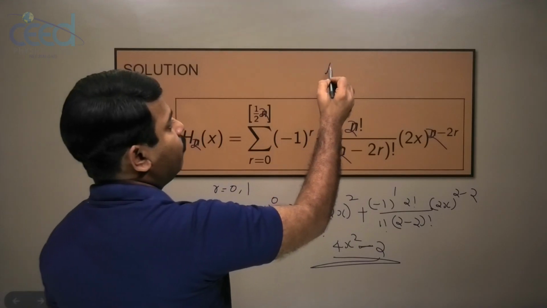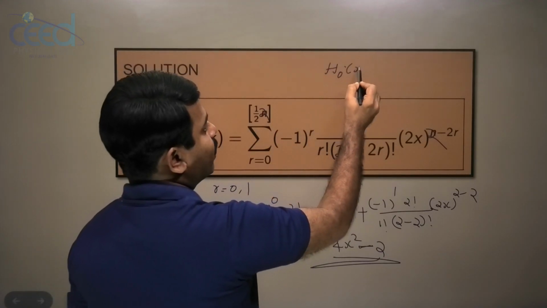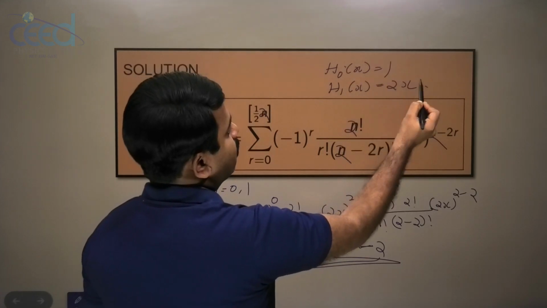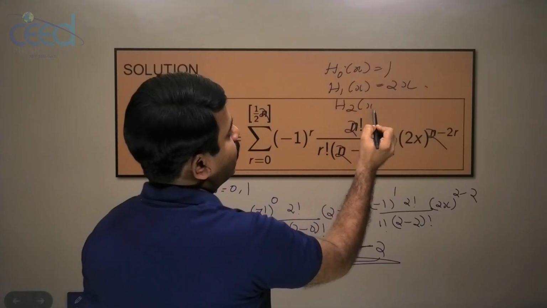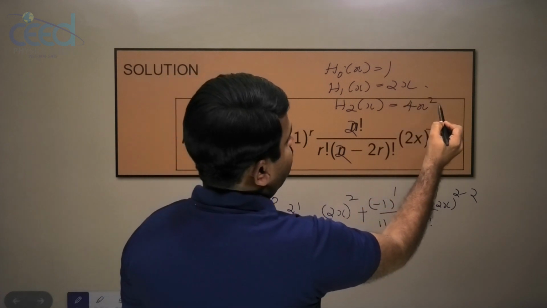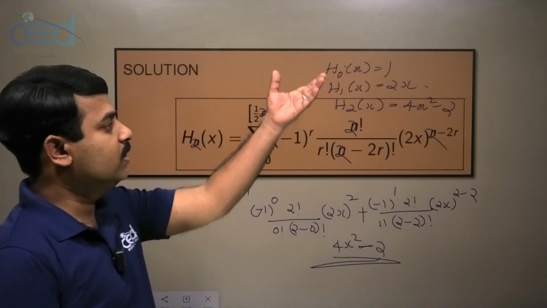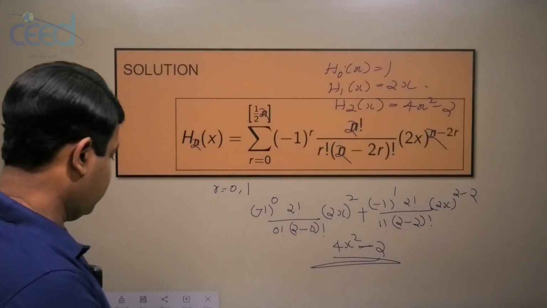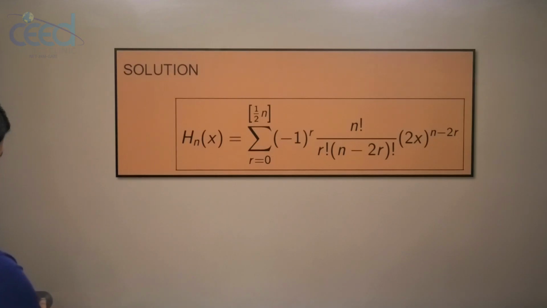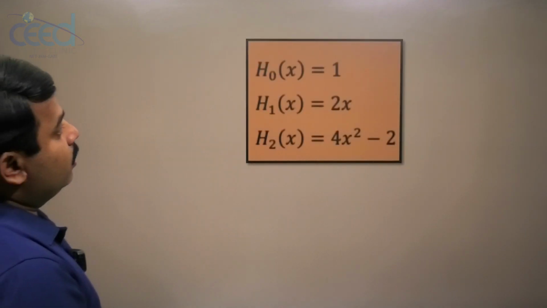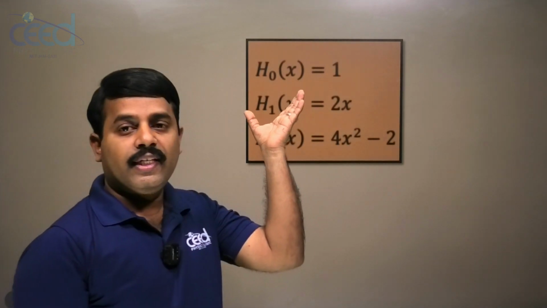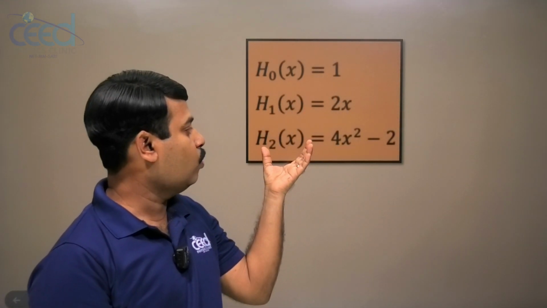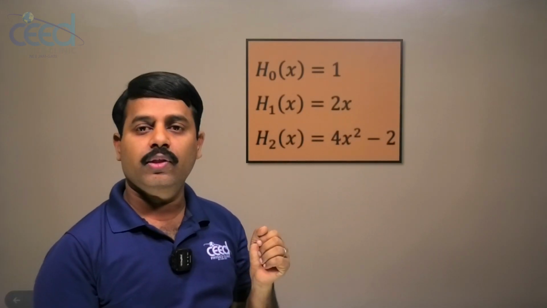So we found h0 of x is 1, h1 of x we got 2x, and h2 of x we get 4x square minus 2. So these are the first 3 Hermite polynomials. Let us see. So we solved h0 of x, that is 1, h1 of x, that is 2x, and h2 of x, that is 4x square minus 2.